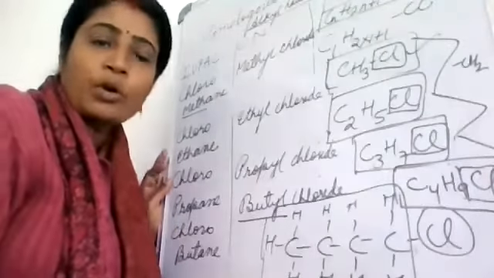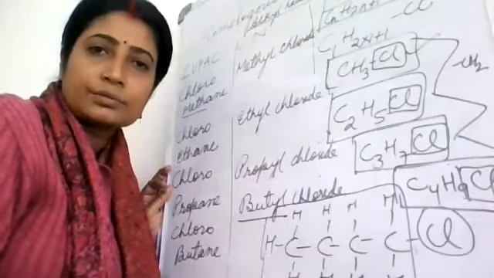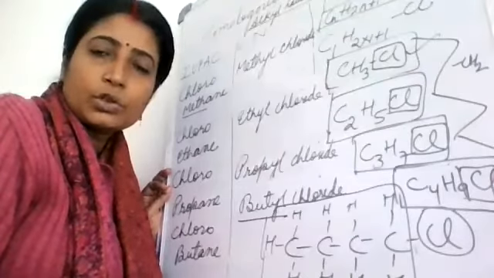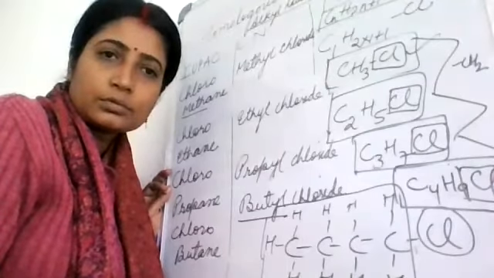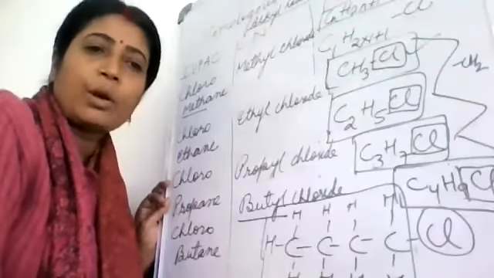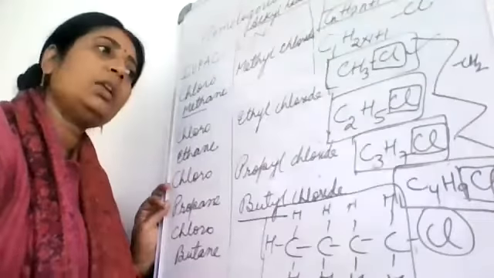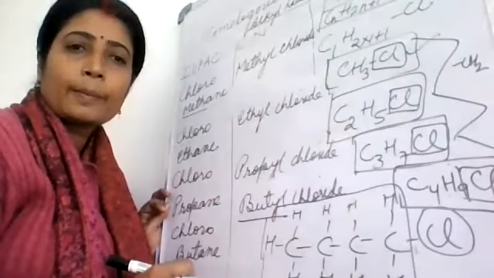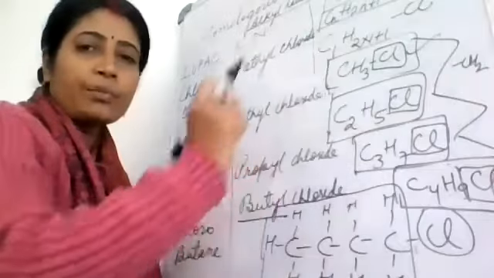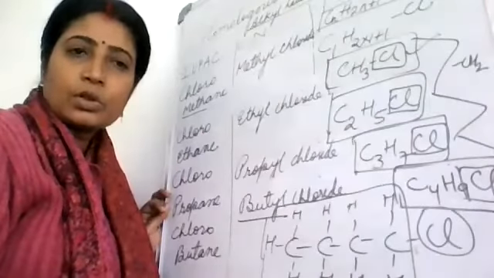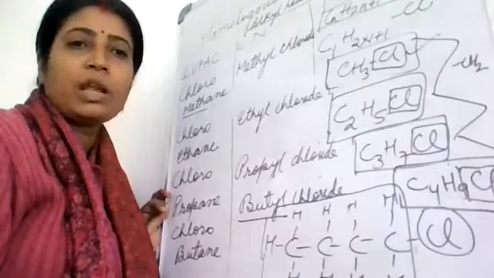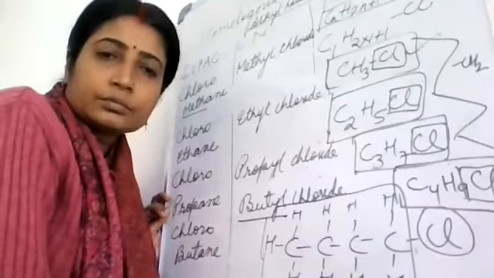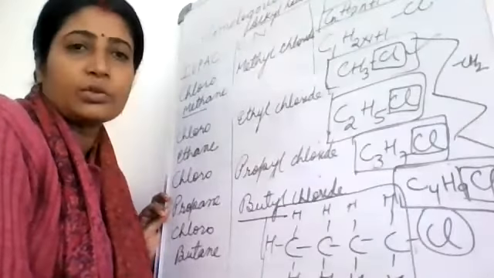Because physical property depends upon what? Mass. Everybody knows that physical property depends upon mass. So their physical property is changing because of different alkyl group. One member is differing from the other by a CH2 group. So they will have different physical property, but they will have same chemical property. Why? Because functional group are same.